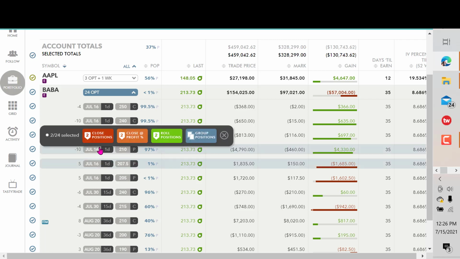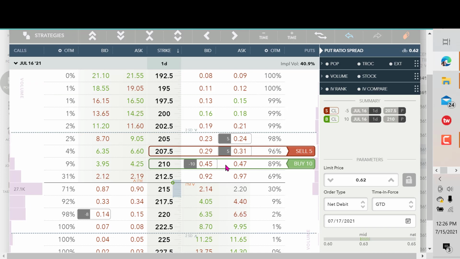Let's go ahead and close these two positions. Notice one had 10 and one had 5. I'm going to have to adjust this down to where they both say 5. So what I'm looking at is telling me that you're going to buy back the put at between 45 and 48 cents. Remember, everything is always a bid and an ask. This is what they're asking. This is what I'm bidding. You end up somewhere in between.